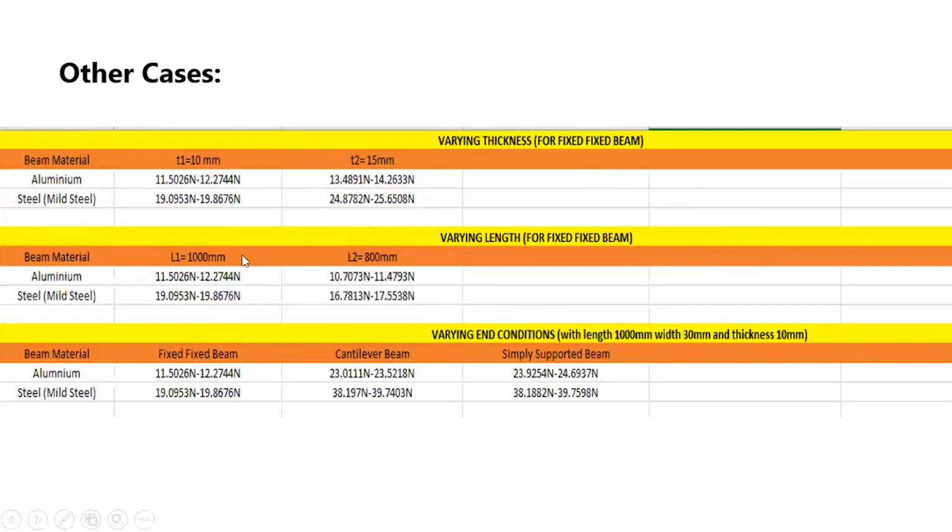Not just in terms of thickness, we can also calculate in terms of the length variations. For example, if we have a 1,000 length beam or an 800 length beam, we can calculate these sorts of ranges. And if we want to change the end conditions, if we want to have a fixed beam, a cantilever beam, or a simply supported beam, we get these sorts of ranges. So as you can see, for the rigid beams, the ranges in the reaction force values in the joints have been calculated, and depending on the varying thickness, the length or the end conditions, results have been formulated.